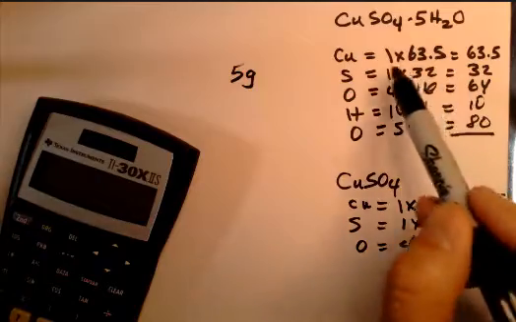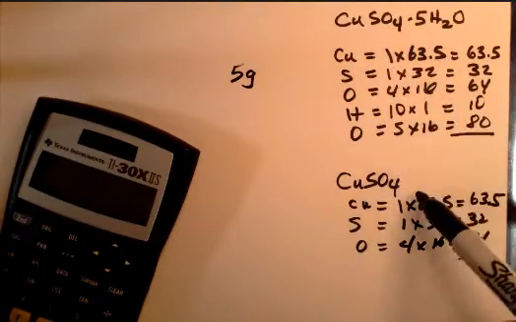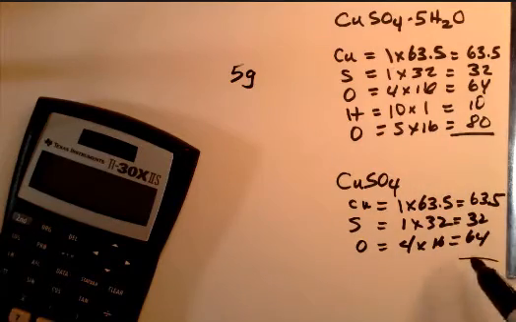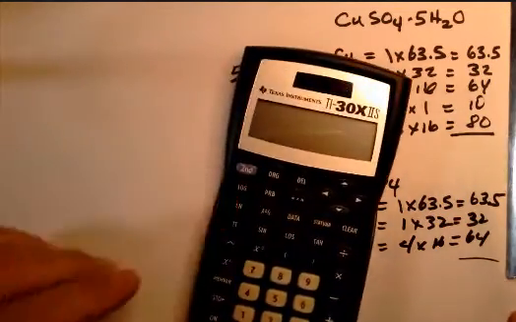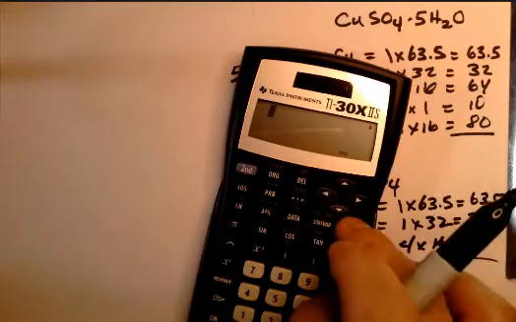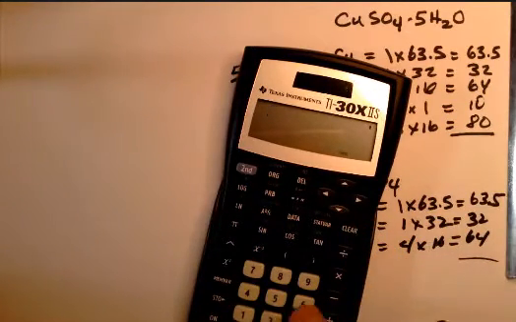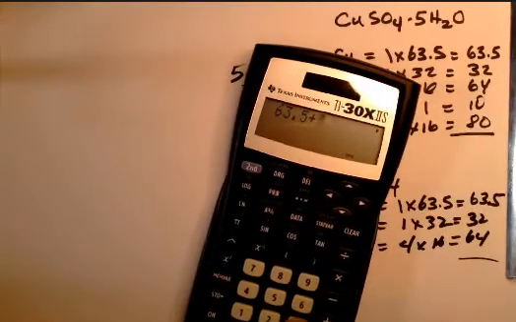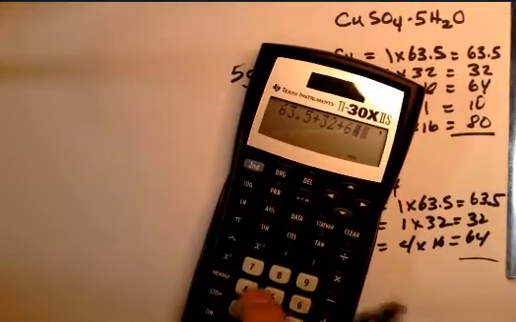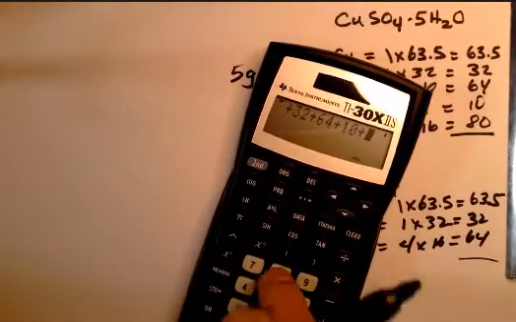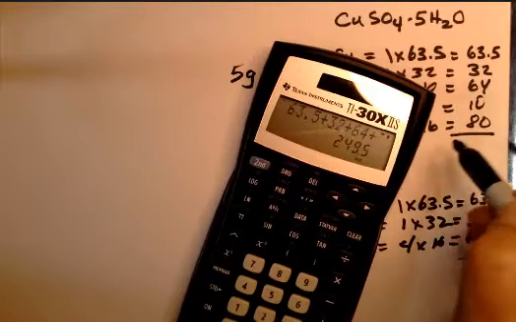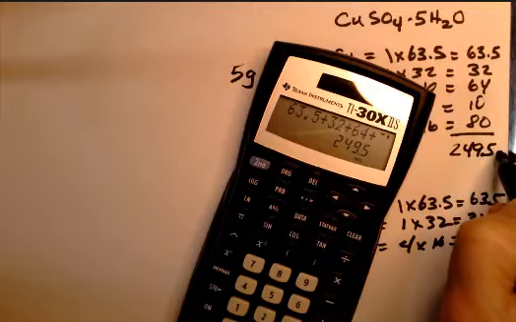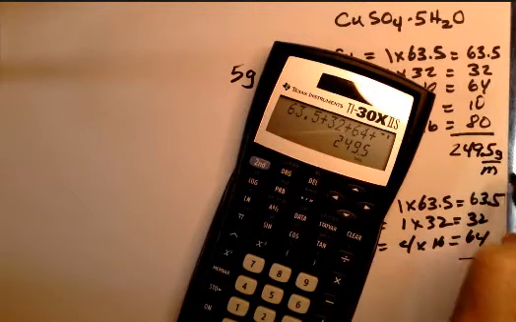I've broken copper sulfate pentahydrate and copper sulfate down, and I just want to add these up and find out how many grams per mole for each one of these. So I'm going to get my calculator ready. 63.5 plus, I'm adding this list, plus 64 plus 10 plus 80. 249.5, that's grams in a mole.